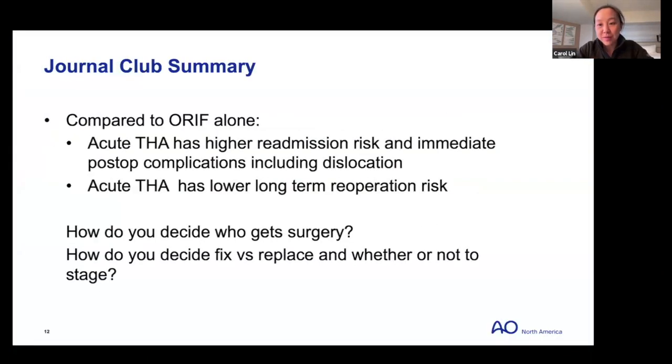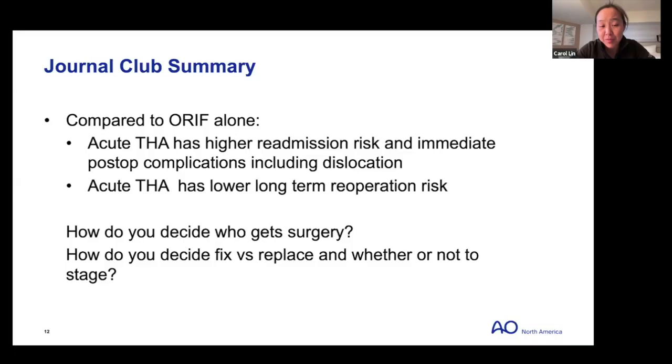So to summarize some of the discussion that was had 3 weeks ago, which was a review of 5 recent articles, specifically looking at geriatric acetabular fractures, fixing versus replacing. What we do seem to know is that while acute total hip in this population can lead to good functional outcomes, it is a technically demanding procedure with a higher readmission risk.